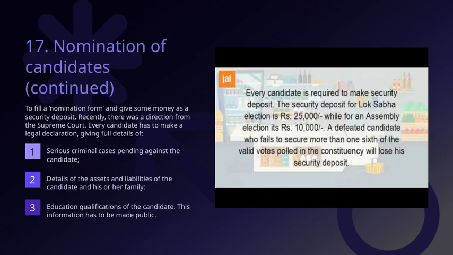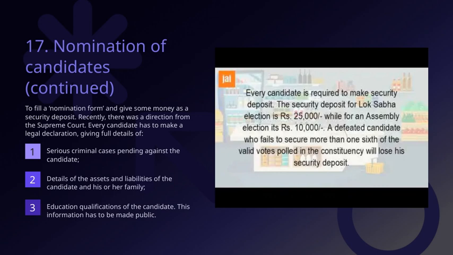Every candidate must now make a legal declaration, which includes some crucial details. First, they need to disclose any serious criminal cases that are currently pending against them. This is vital because it allows voters to be aware of any legal issues the candidate might have. Second, they must reveal details about their assets and liabilities, including those of their family members. This gives us an idea of their financial background and helps prevent corruption.